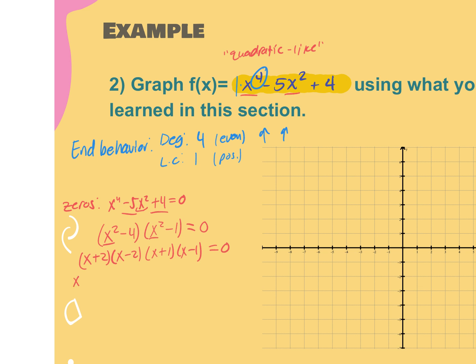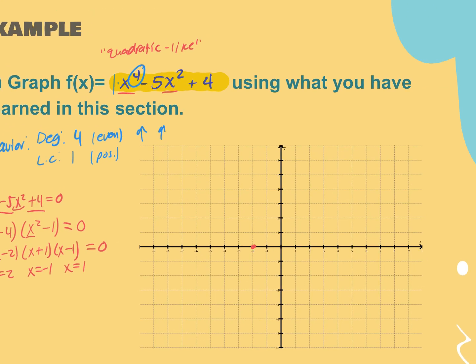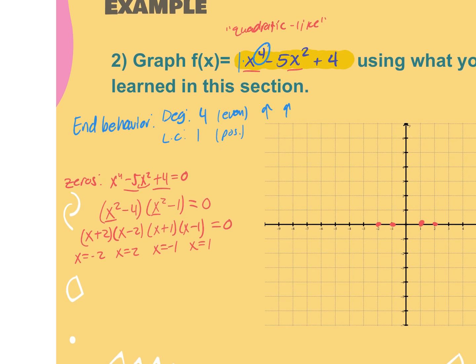Now we can set everything equal to 0, so we get negative 2, 2, negative 1, and 1. Setting everything equal to 0, we get these 4 points. I'm going to go ahead and plot those on this graph. So I have a negative 2, and a 2, a negative 1, and a 1.